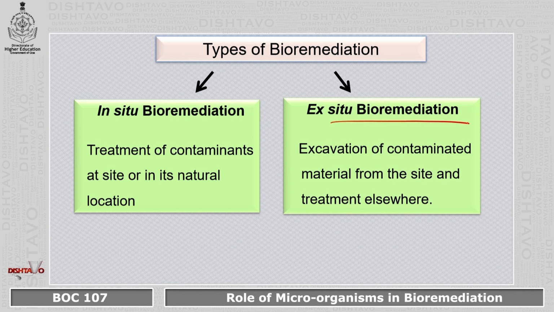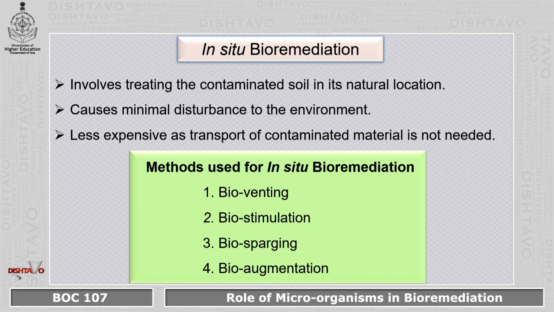Now, in situ bioremediation, the treatment of contaminant is done at its natural site or natural location, whereas in ex situ bioremediation, the contaminants are treated at other sites. In situ bioremediation involves treating the contaminant in the natural location. It causes minimal disturbance to the environment. It is less expensive as transport of contaminated material is not needed. There are various processes in situ bioremediation like bioventing, biostimulation, biosparging, and bioaugmentation.